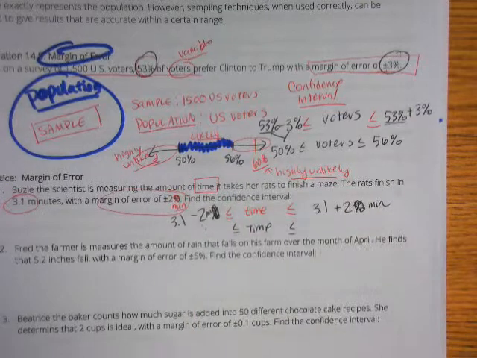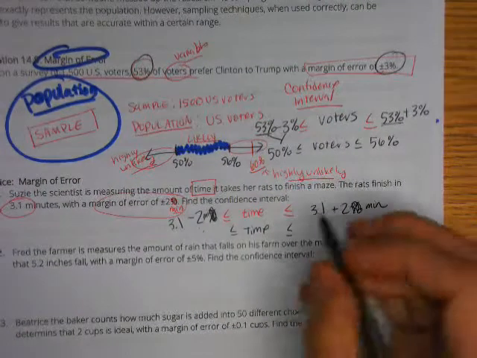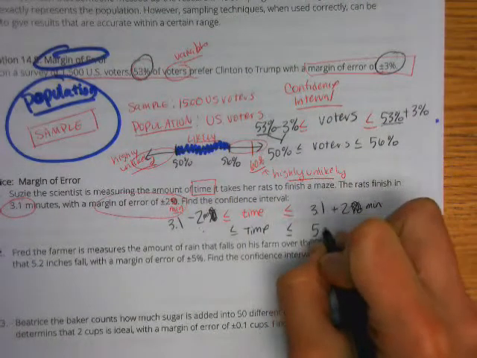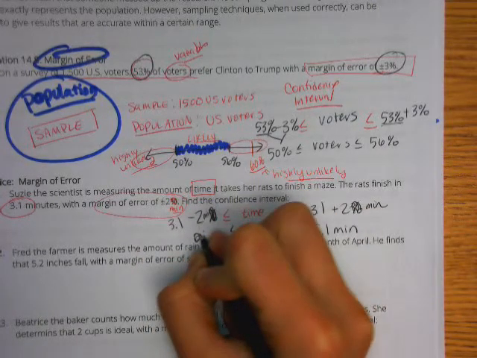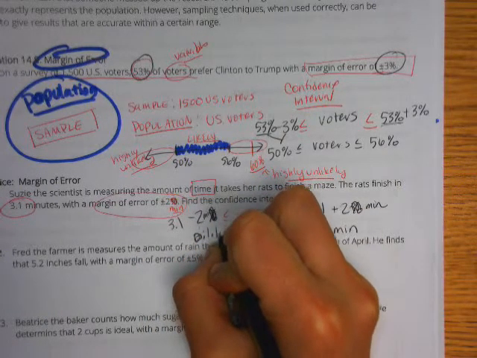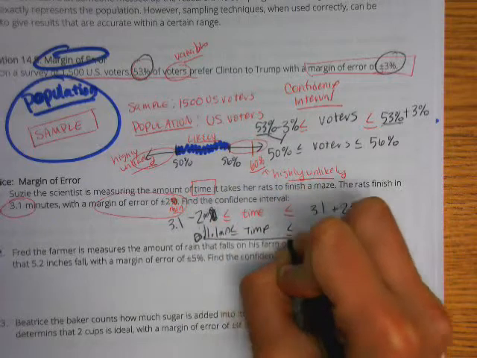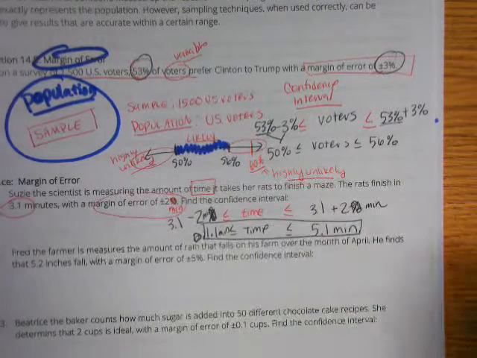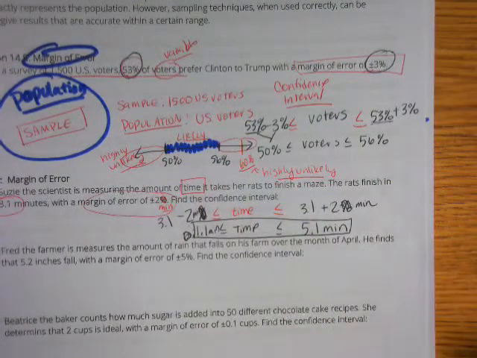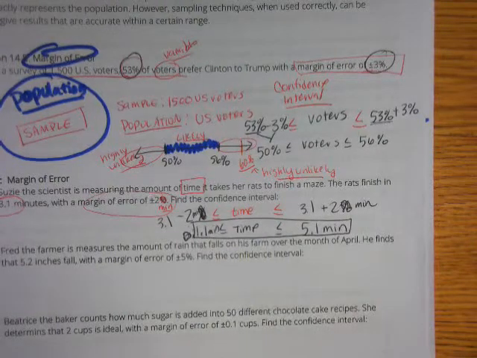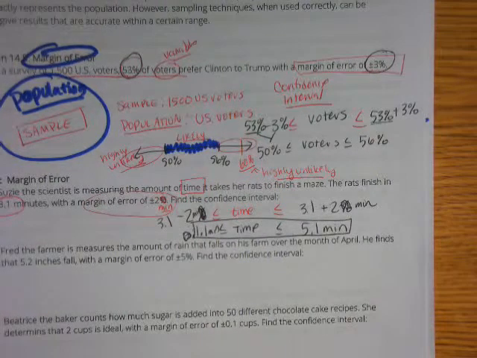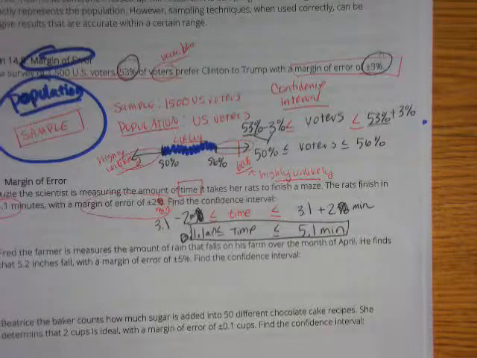So if you simplify, the range of highly likely times for the rats to finish this maze, I can't add right now, 1.1 minutes. So here is the range that is highly likely for the rats to finish the maze, between 1.1 and 5.1 minutes.